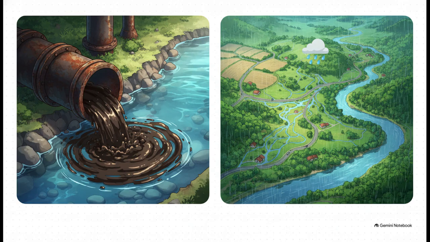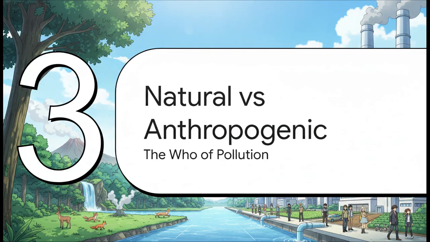Identifying exactly which one you are dealing with is step number 1 in any environmental engineering project. That brings us to Section 3, natural versus anthropogenic sources, or the who of pollution. We've thoroughly covered the where, right? So now we need to look at the who. Like who or what is actually responsible for generating these contaminants in the first place?